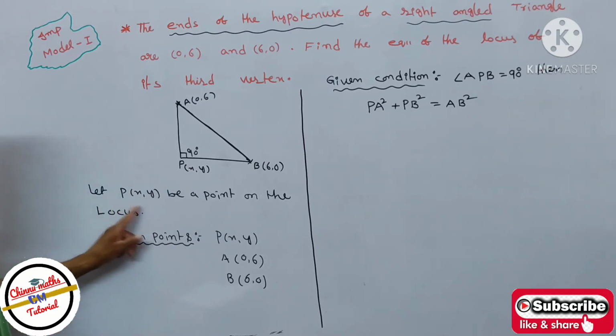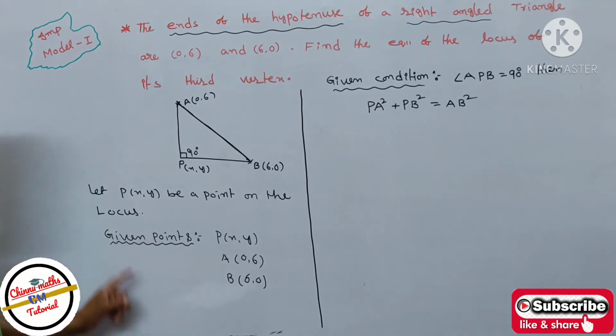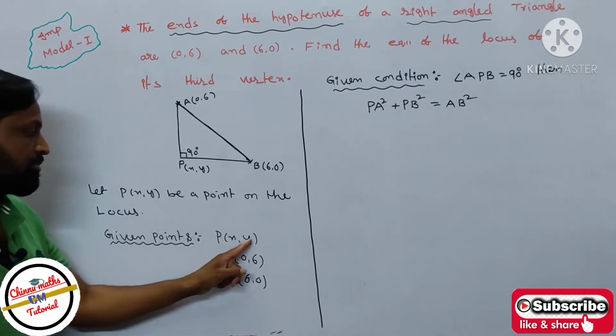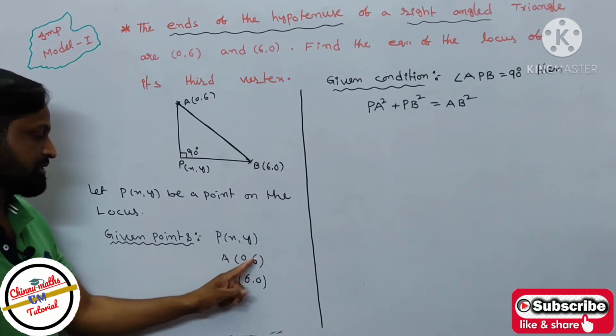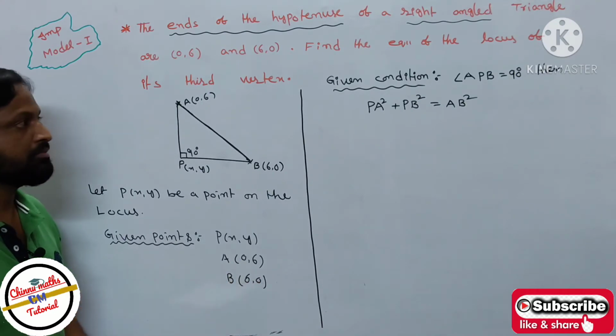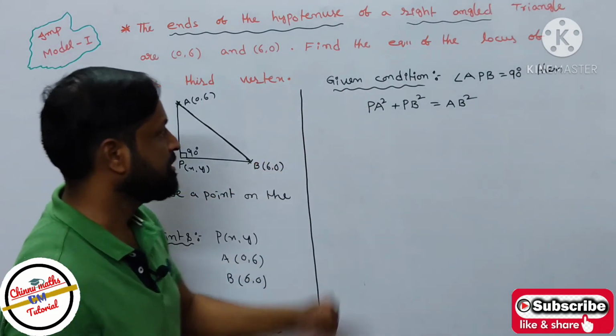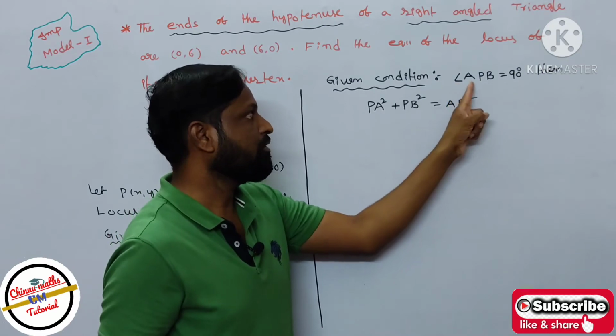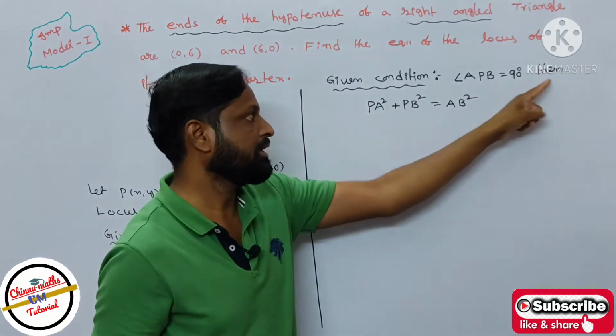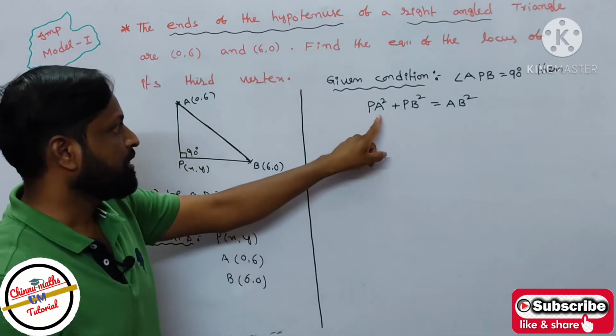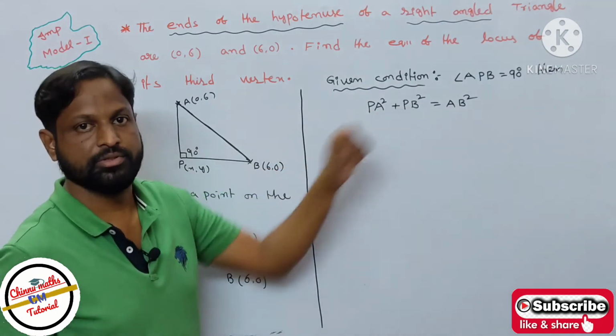So let P(x, y) be a point on the locus. Next, the given points are P(x, y), A(0, 6) and B(6, 0). Next, what is the given condition? According to the diagram, angle APB equals 90 degrees. Then by the Pythagoras rule, PA square plus PB square equals AB square.